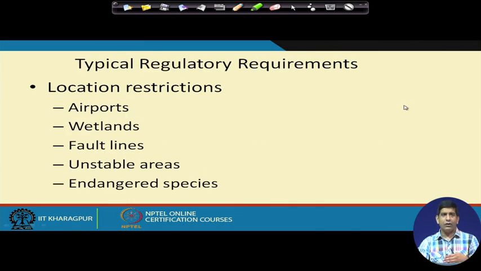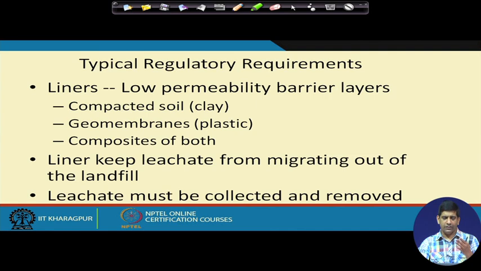Then there are some regulatory requirements on location: you cannot be too close to an airport, as I said, because it attracts lots of birds. You cannot be close to wetlands, because of sensitive species, fault lines, unstable areas, and endangered species. Those are the typical, normal requirements.